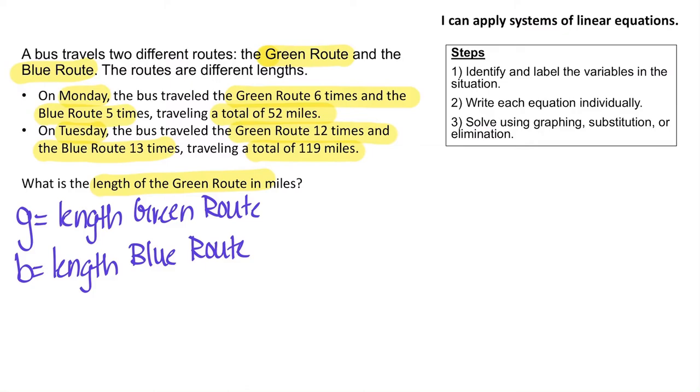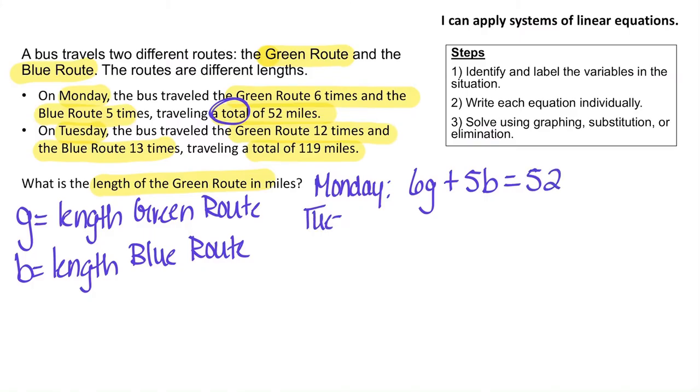So now let's work on setting up our system of equations. So my first equation is going to come from Monday. So on Monday, they go green route 6 times, so that's 6g. And is usually a plus. We have blue route 5 times, so that's 5b. And then we have a total. Total is one of those words that represents the equal sign, so we have a total of 52.